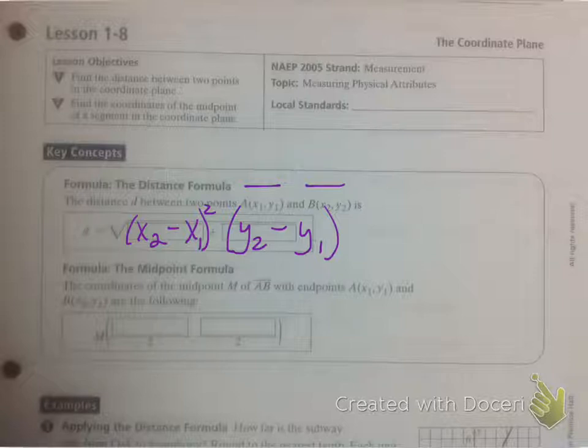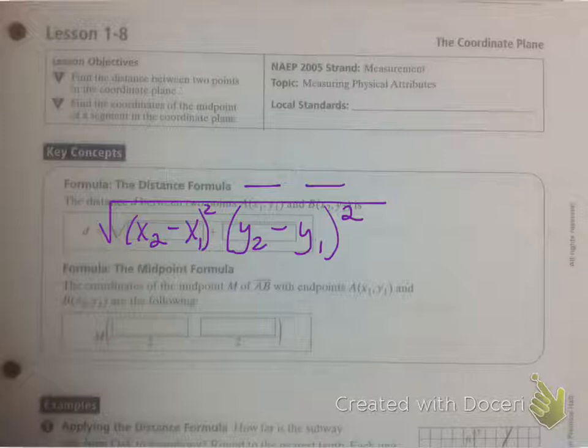After we square this term and square the other term, we're going to add them, and then we're going to have to take the square root. So don't forget to take the square root. And usually it'll tell you to round it to something.